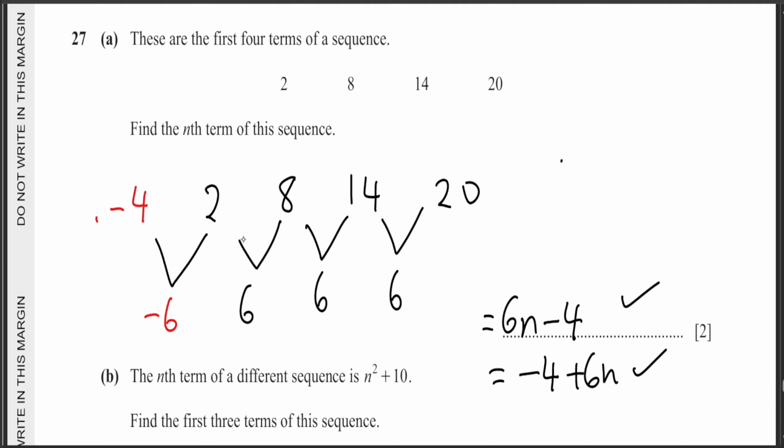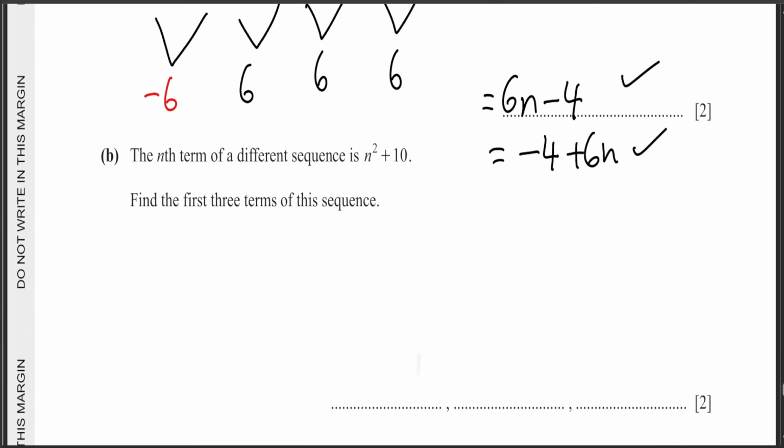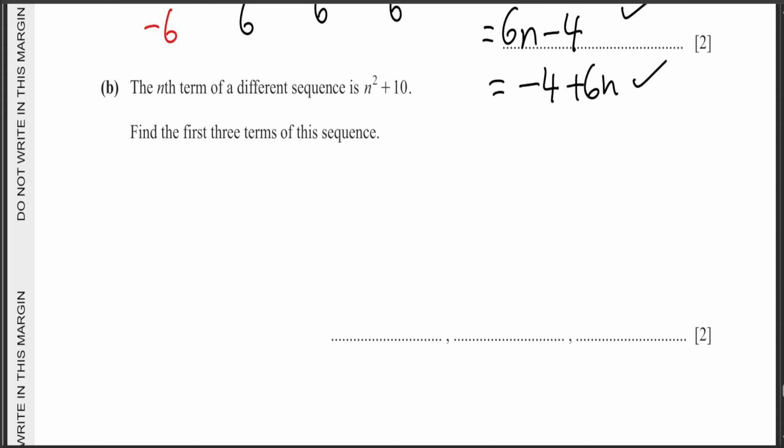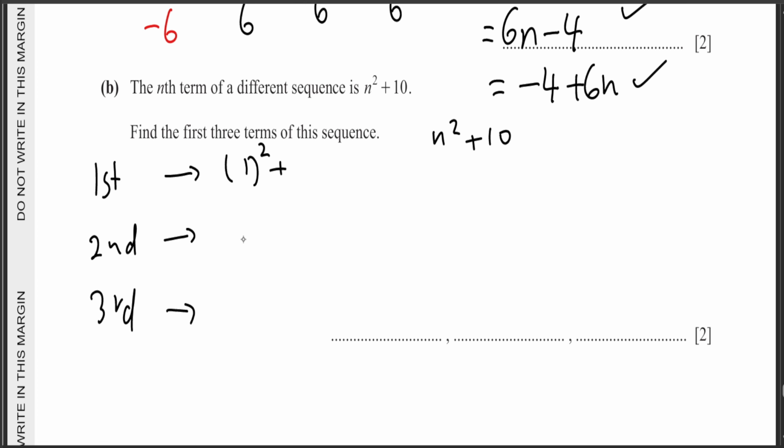Let's continue with question B. The nth term of a different sequence is n squared plus 10. Find the first three terms of the sequence. So the first term, second term, and third term. Since it's n squared plus 10, the first term is 1 squared plus 10, which is 1 times 1 is 1, plus 10 is 11. The other one is 2 squared plus 10. So 2 squared is 4, plus 10, which will give you 14.